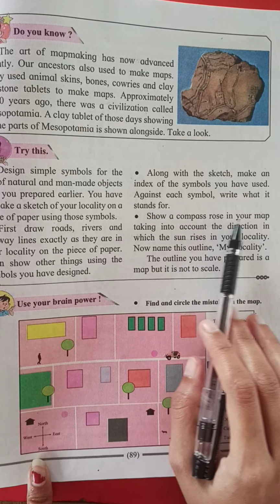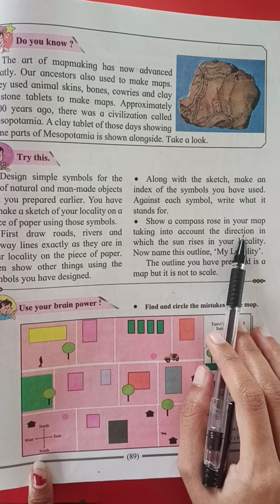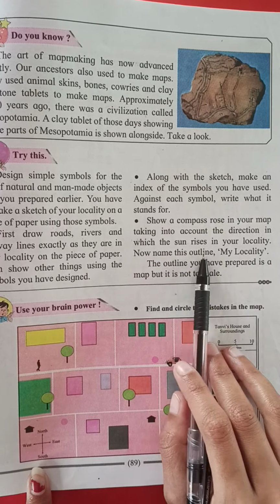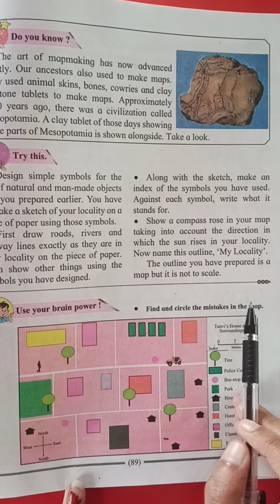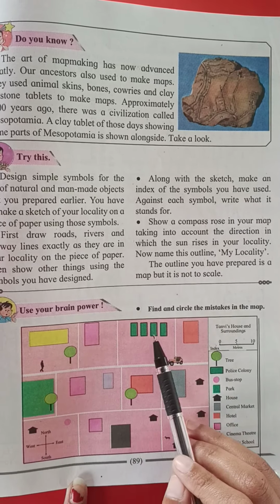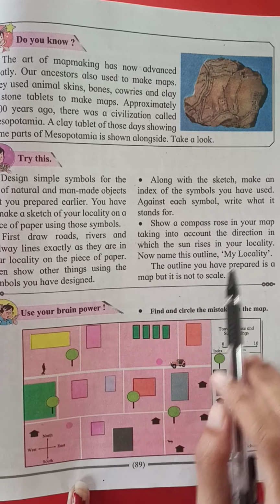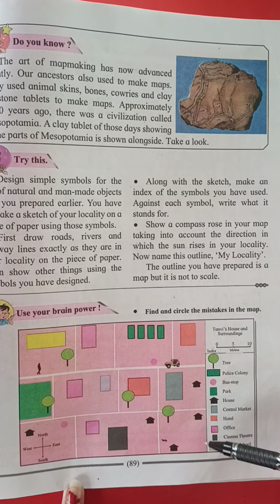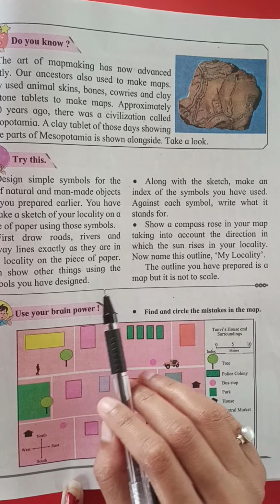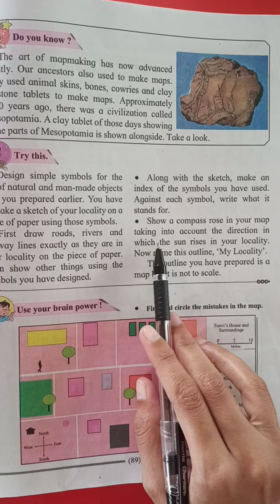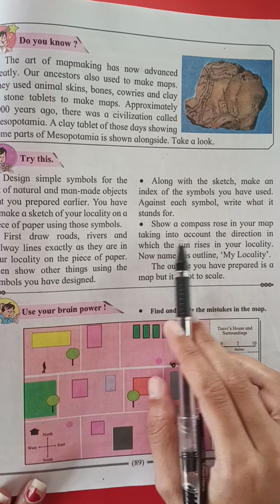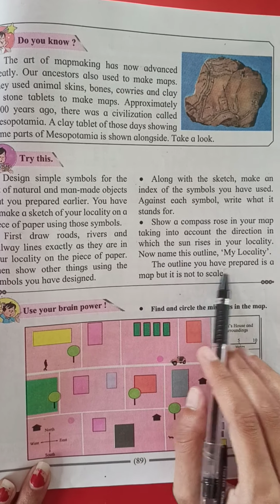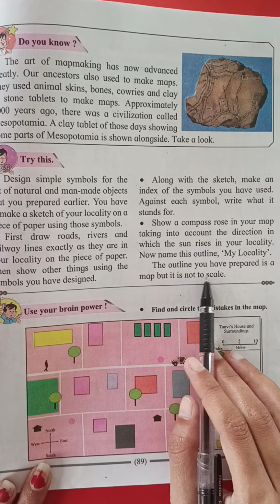Show a compass rose in your map taking into account the direction in which the sun rises in your locality. Now name the outline my locality. You can see they have given the example here. You can write my locality and you can also draw the direction north, south, east, west. You have to draw it like this map, taking into account the direction in which the sun rises. The outline you have prepared is a map, but it is not to scale.